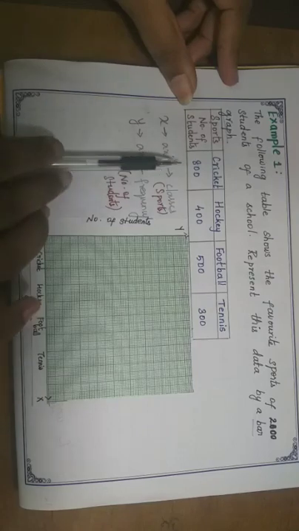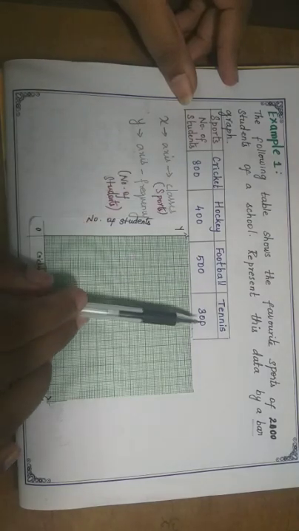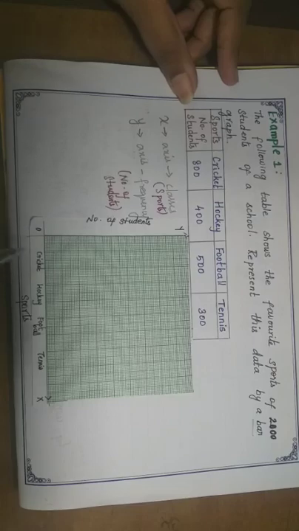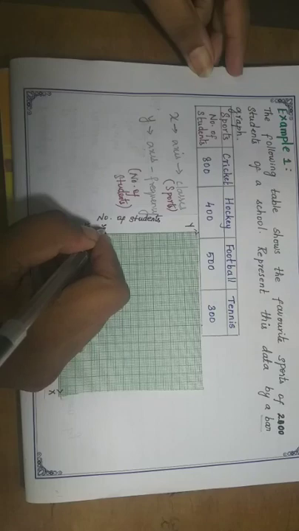In the y-axis, you have to write the frequency. That means the number of students. Here the students are given as 800, 400, 500, 300. We can have the scale as 100 for each box. 100, 200, 300, 400, 500, 600, 700, 800. Now we can draw the bar graph using the scale.